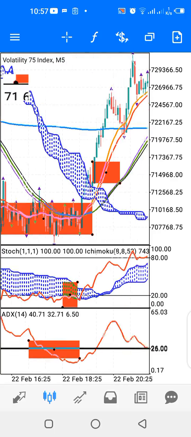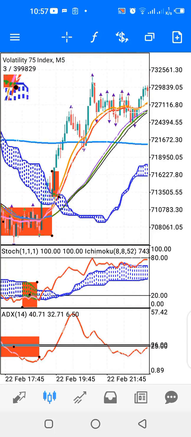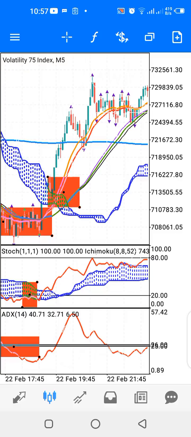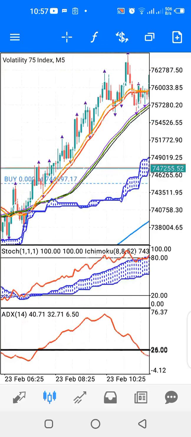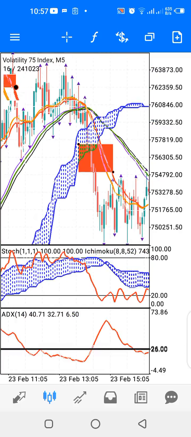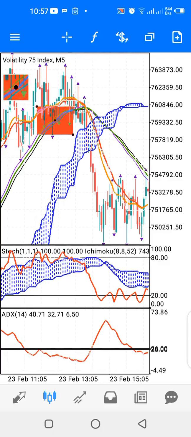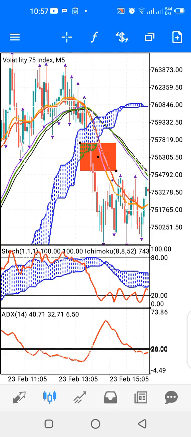Don't forget, when you have price crossing above all parameters and crossing above all indicators, place your buy trade. Okay, and you can see how it went up. When it crosses down, like you have around here, place your sell trade. All right, you anticipate the sell somewhere around here until it crosses down for you to have your confirmation.